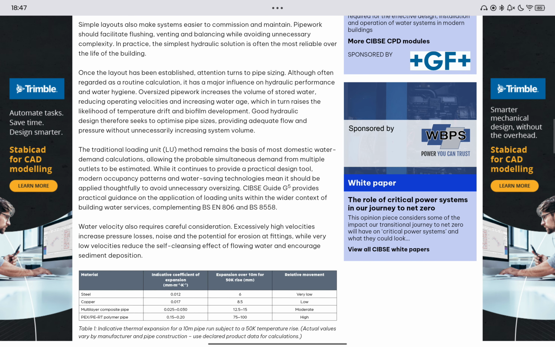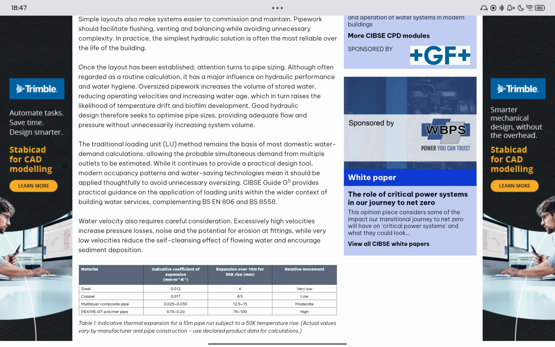Once the layout has been established, attention turns to pipe sizing. Although often regarded as a routine calculation, it has a major influence on hydraulic performance and water hygiene. Oversized pipework increases the volume of stored water, reducing operating velocities and increasing water age, which in turn raises the likelihood of temperature drift and biofilm development.